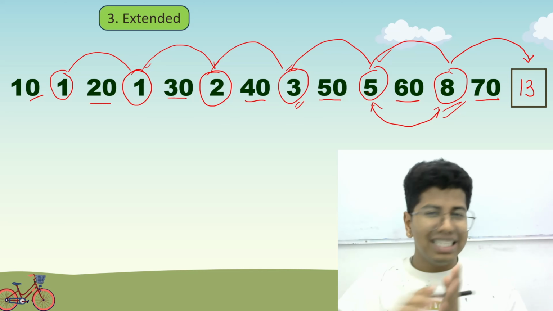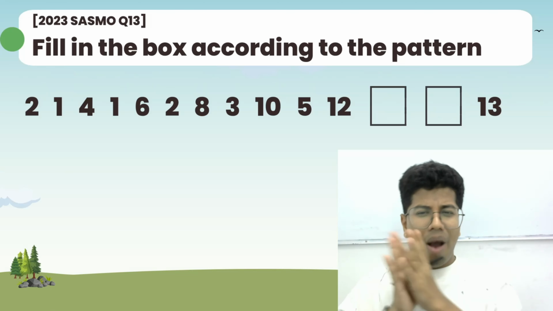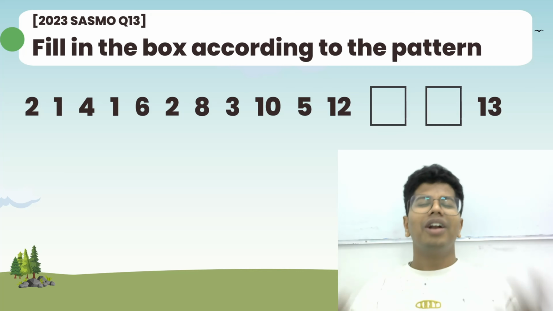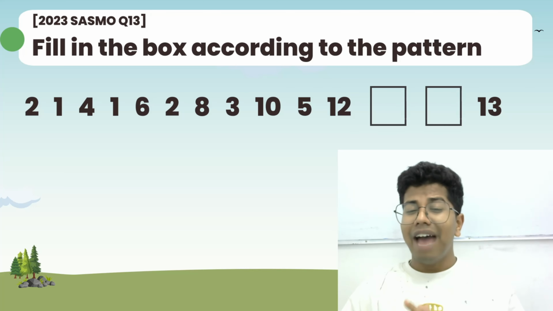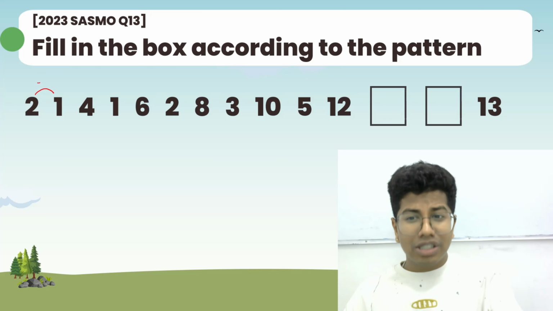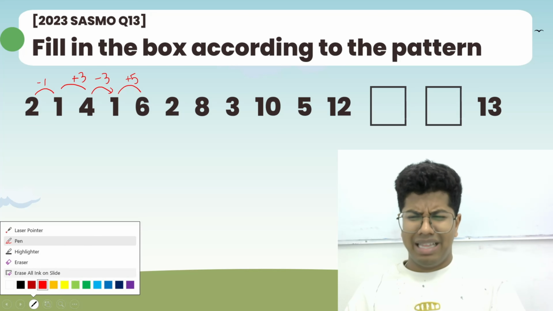Now, understanding this, let's see our actual question. Now, our actual question. Are the numbers repeated? Of course not. Now, are the numbers having the same change? Let's see. 2 and 1. Oh, just remove 1. 1 and 4. Add 3. 3, 4 and 1. Remove 3. 1 and 6. Add 5. Oh, no. There's no relation between the numbers.